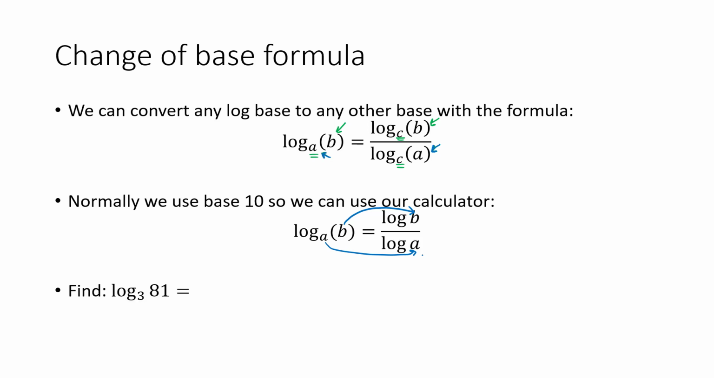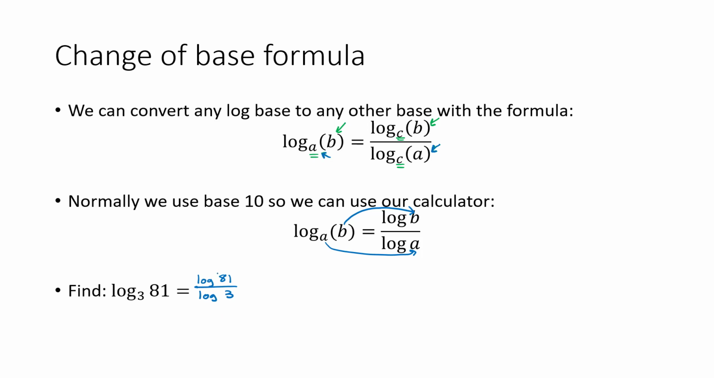So for example, if I want to find log base 3 of 81, we can't do that on our calculator, but we can take the log of the tall part, 81, and divide by the log of the bottom part, 3. Now remember, nothing written means this is base 10. So this is actually log base 10 of 81 divided by log base 10 of 3.